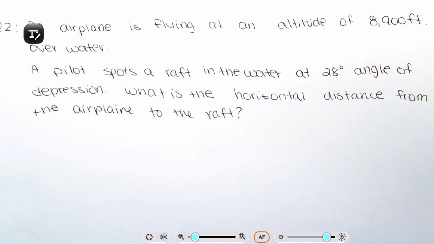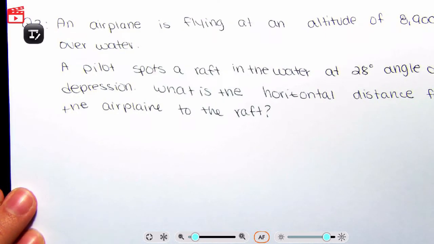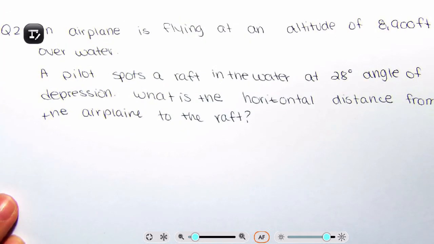Moving on to question number 2, let me shift this over. An airplane is flying at an altitude of 8,900 feet over water. A pilot spots a raft in the water at 28-degree angle of depression. What is the horizontal distance from the airplane to the raft?